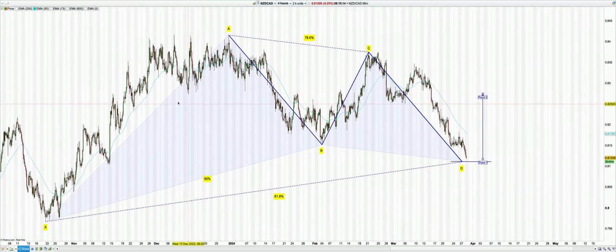That, ladies and gents, is a very high probability trade setup long.